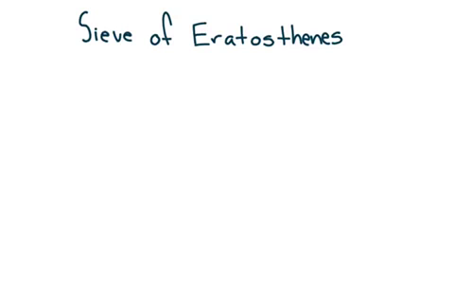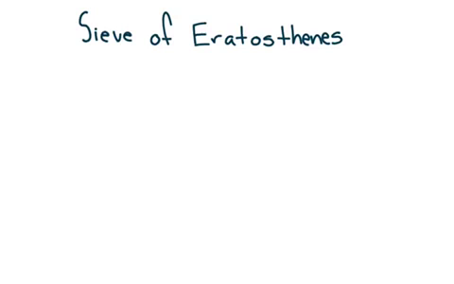So, Eratosthenes of Cyrene was a Greek polymath who lived from 276 BC to about 194 BC. He's known for some pretty cool stuff, like being the first person to calculate the circumference of the Earth, founding scientific chronology, and his work in number theory. Specifically, his development of what would later become known as the Sieve of Eratosthenes.